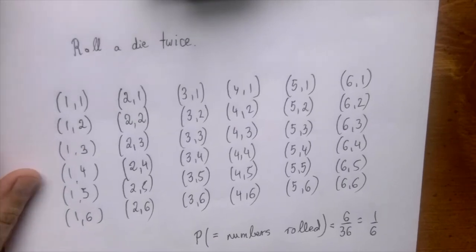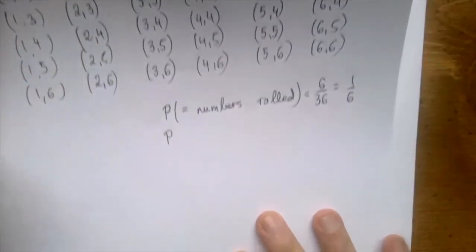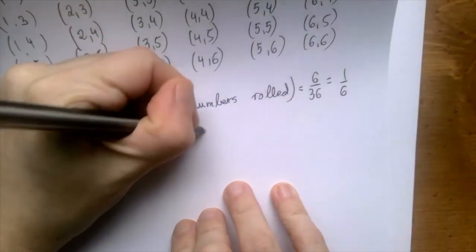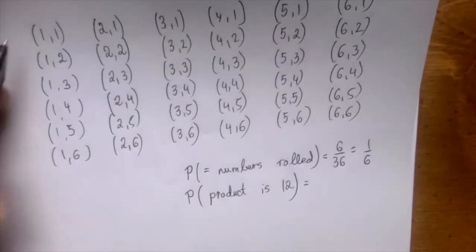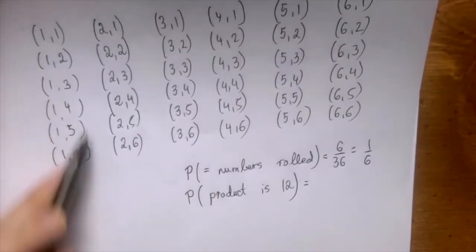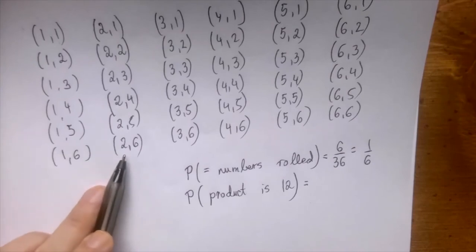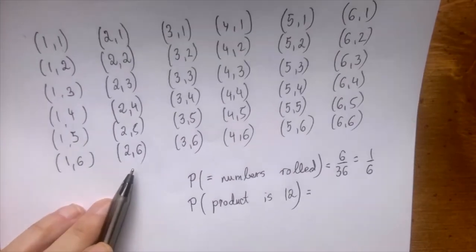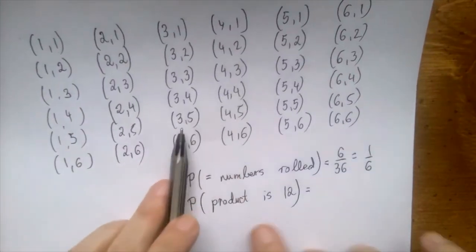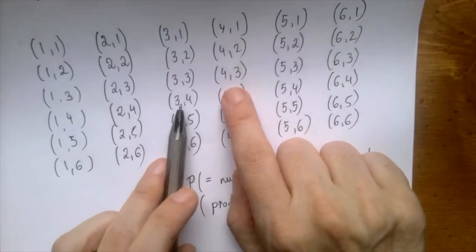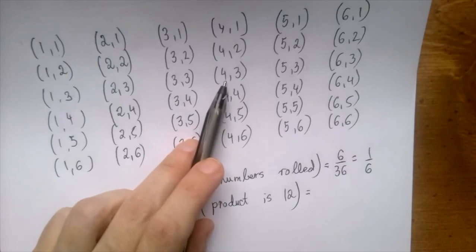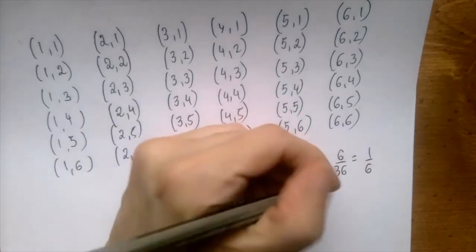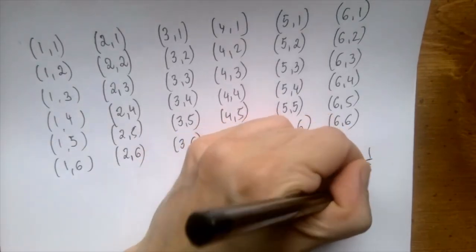Okay. How about, what is the probability that the product of the two numbers rolled is 12? Again, we just have to count them. 1 times anything is not going to give us 12. I think the first one is 2 and 6, and then 3 and 4, and 4 and 3, which are 2 different cases. 2, 6, 3, 4, 4, 3, and 6, 2. So that is 4 out of 36, or 1/9.